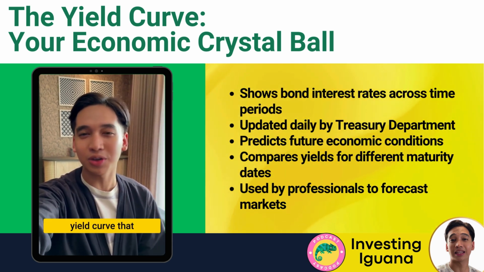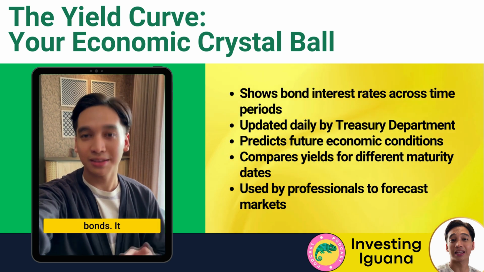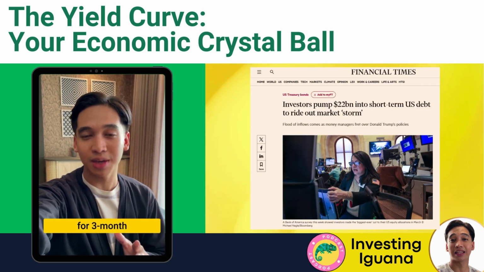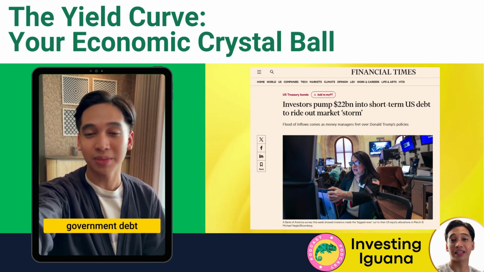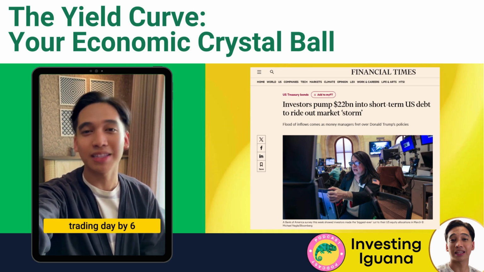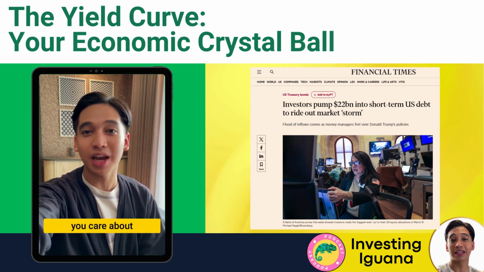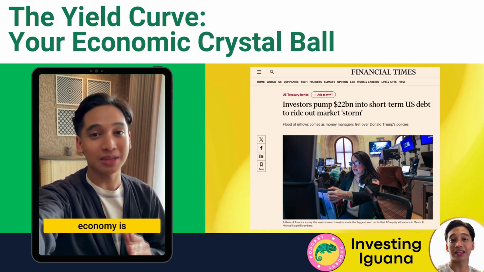The most common yield curve that financial news talks about is the one for U.S. Treasury bonds. It compares yields for 3-month, 2-year, 5-year, 10-year, and 30-year government debt. The Treasury Department updates these rates every trading day by 6 p.m. Eastern Time. But why should you care about some line on a graph? Because this line can actually predict where the economy is heading.